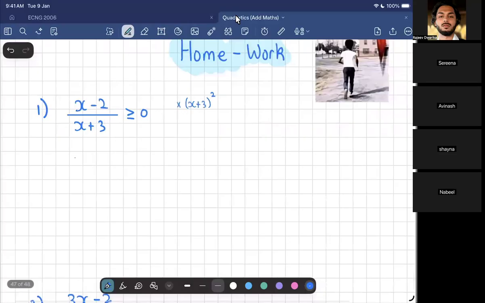On the left-hand side, it's going to be x minus 2 all over x plus 3, and I'm going to put them in brackets, right? I'm going to multiply by x plus 3 squared.